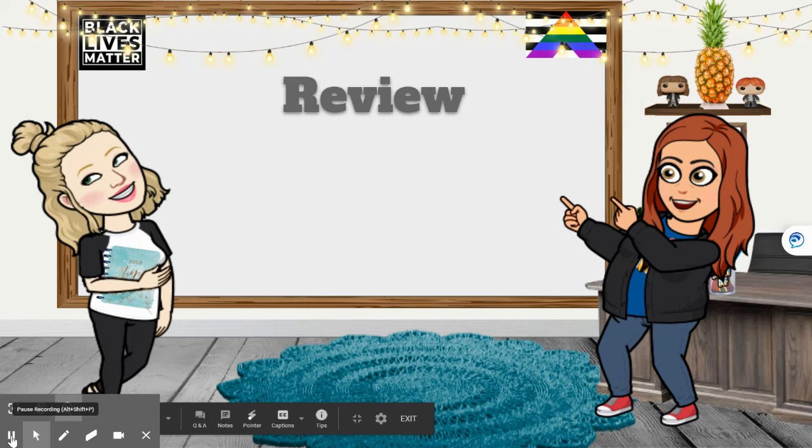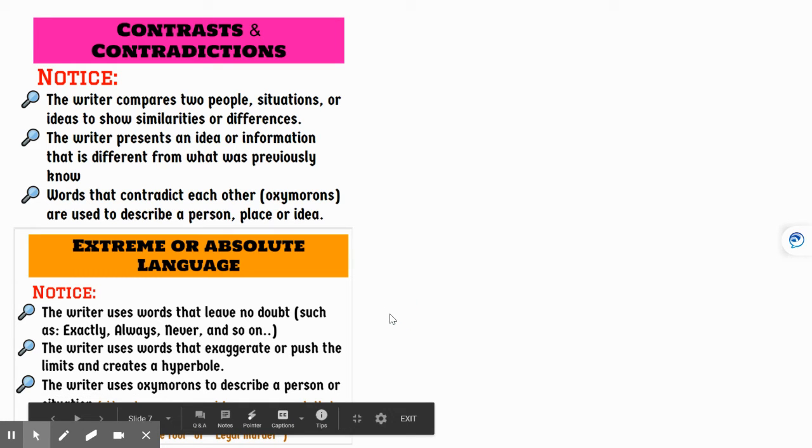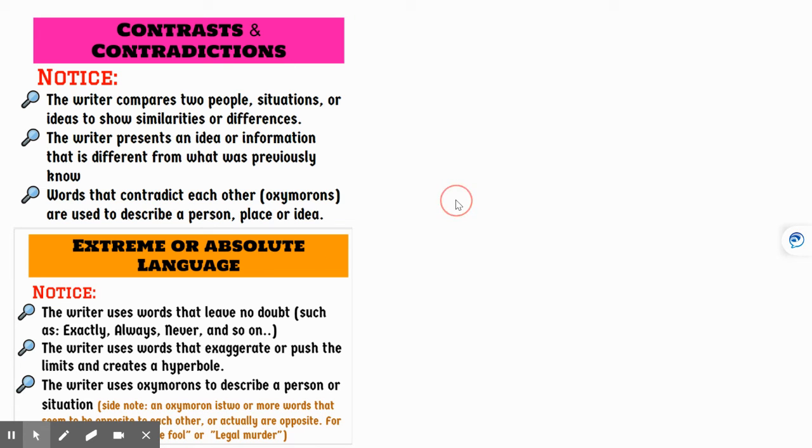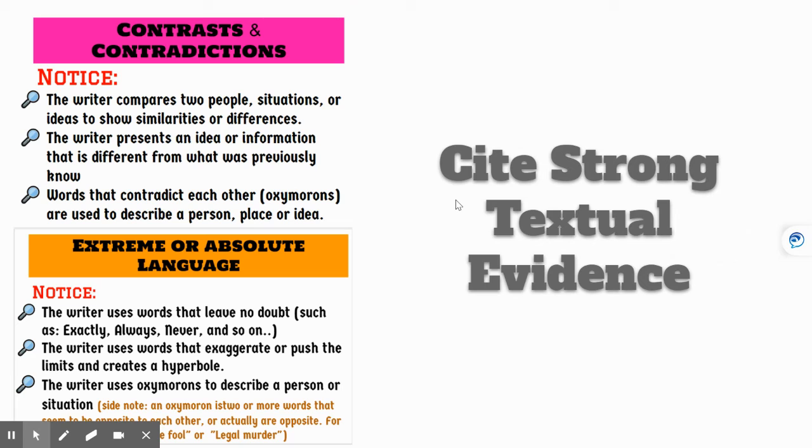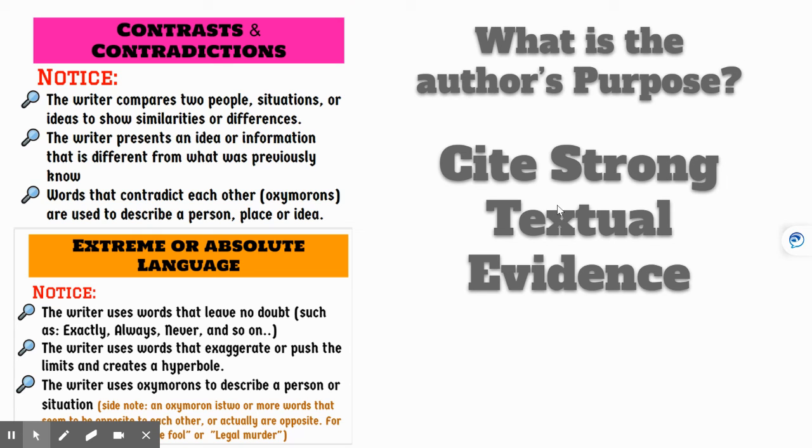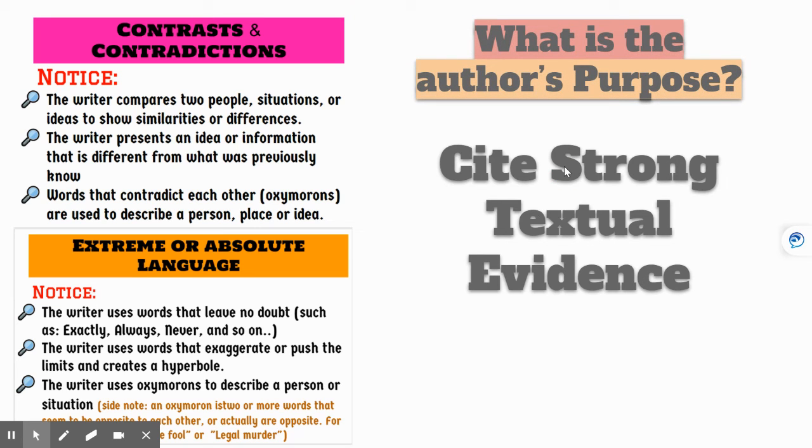All right. So let us review what we were supposed to have learned today. So remember that when we talk about contrast and contradiction, or extreme or absolute language, which are the first two skills that we were introduced to in our first video going over notice and note for nonfiction strategies, we are looking to cite strong textual evidence that will help us to answer questions like, what is the author's purpose in writing? That is, are they trying to persuade, inform, or entertain?